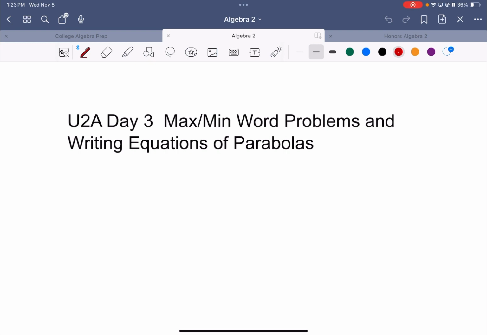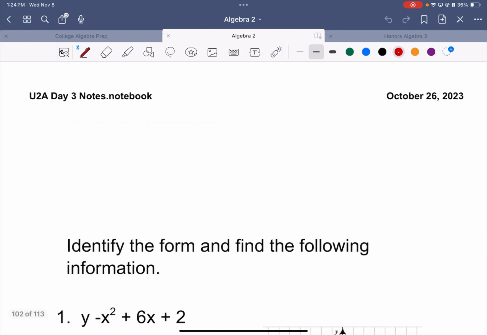So moving on to day 3 of chapter 2. So we got unit 2A, day 3 today. Today we're going to spend the first little bit reviewing. I'm going to give you one that's in vertex form and one in standard form, from yesterday and Monday, make sure that we've got those down. And then we're going to look at some word problems and then writing equations of parabolas if you're given just a couple different things. So a mixed bag of things today, some old, some new.